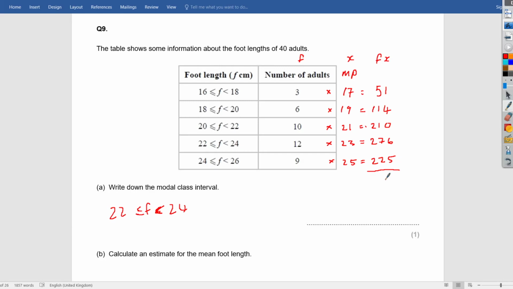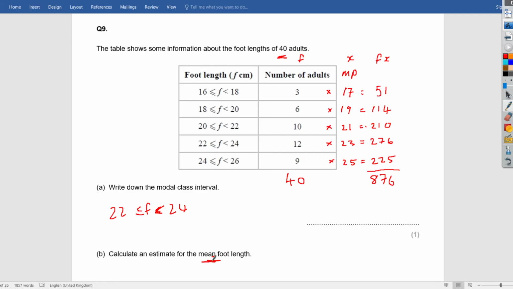So you need to add all these together and add all these together. Well, it's already told you, and it mostly tells you in the question most times, that the total frequency here is 40. There are 40 adults here. 10, 20, 30, 40. Yeah. And all we need to do is add the fx. So let's add this up. 51, add 114, add 210, add 276, and add 225. You get a total of 876.